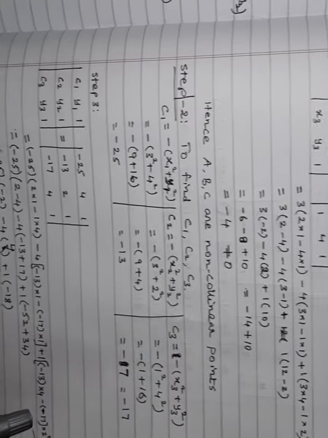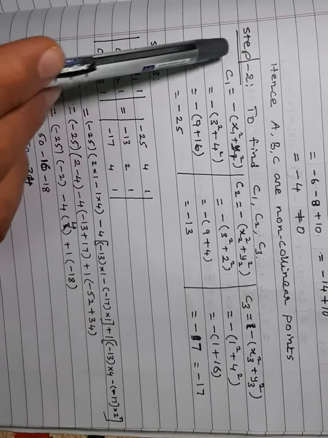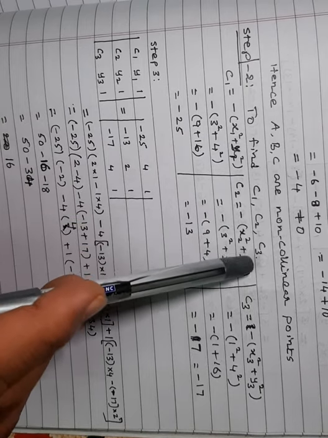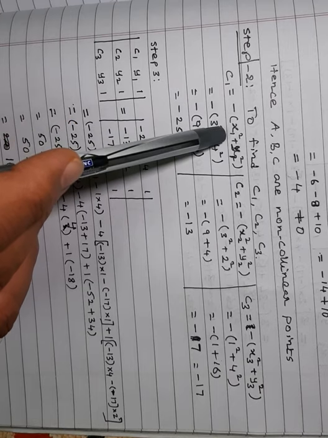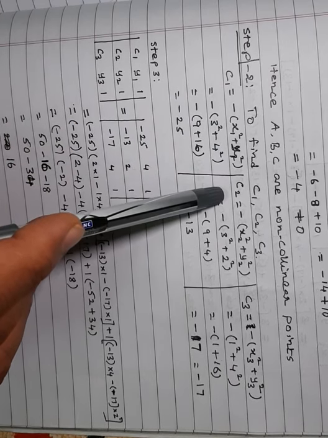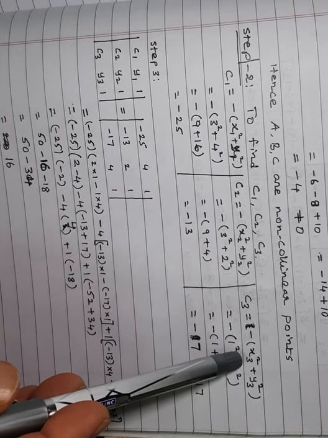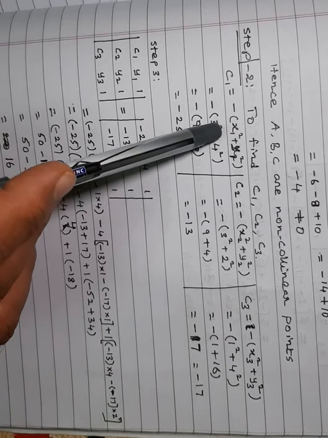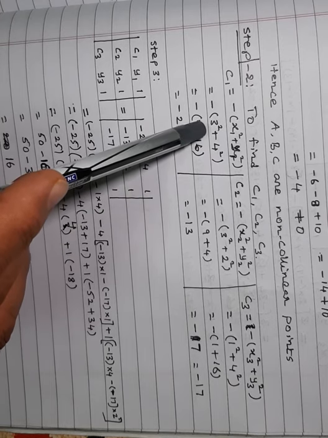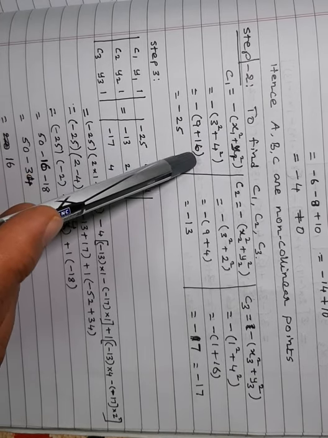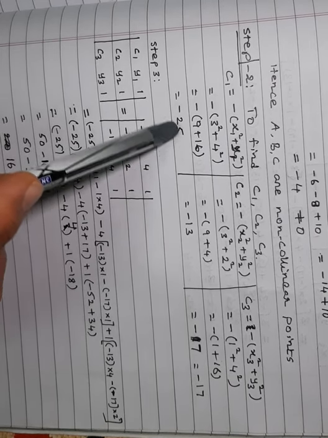Now step 2. Step 2, to find C1, C2 and C3 values. We have the formula C1 equal to minus of (x1 square plus y1 square), C2 equal to minus of (x2 square plus y2 square), C3 equal to minus of (x3 square plus y3 square). So x1 square 3 square plus y1 square 4 square, that is 3 square 9, 4 square 16, 9 plus 16 is 25. So minus sign is before 25, minus 25.